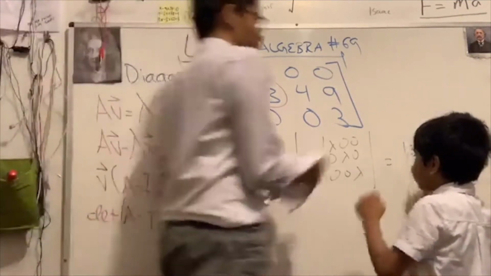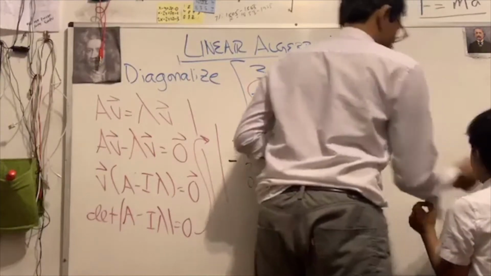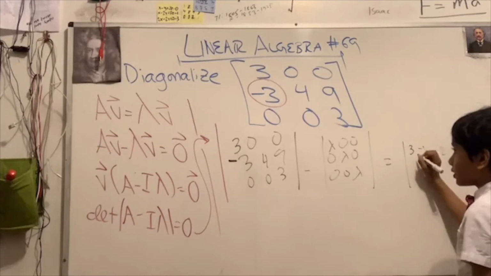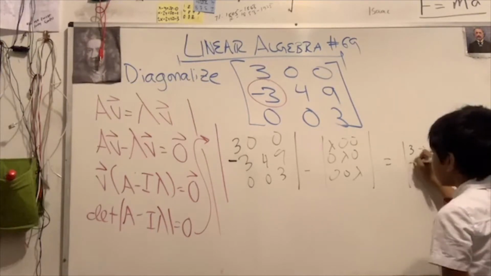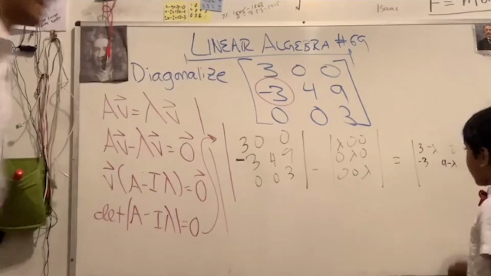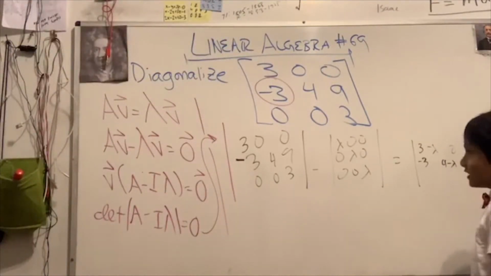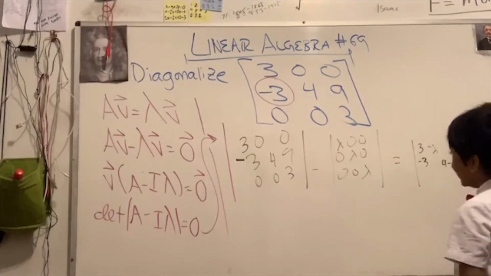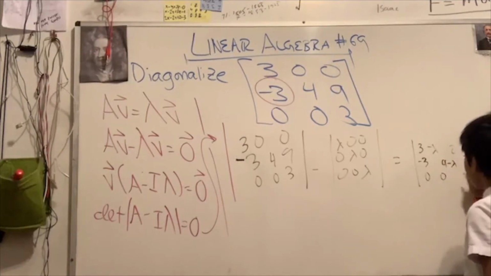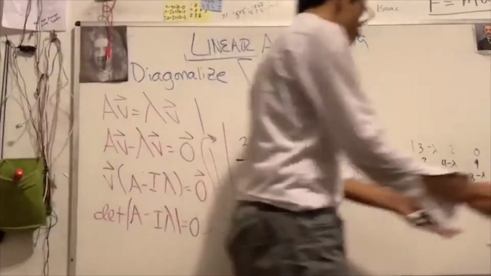My friend, what is this? Is this a matrix or an AND? Expand, please. Okay, -3. So -3, and then 4 minus lambda. 0, 0, 3 minus lambda. Okay, so I'm going to take it from here.